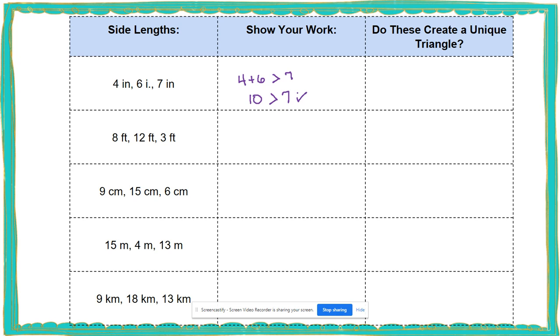Well, yes, 10 is greater than 7. So because these two side lengths added together give me a number that is greater than the third side length, then yes, these create a unique triangle.